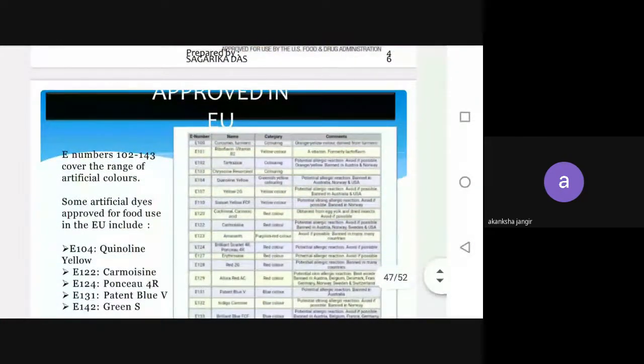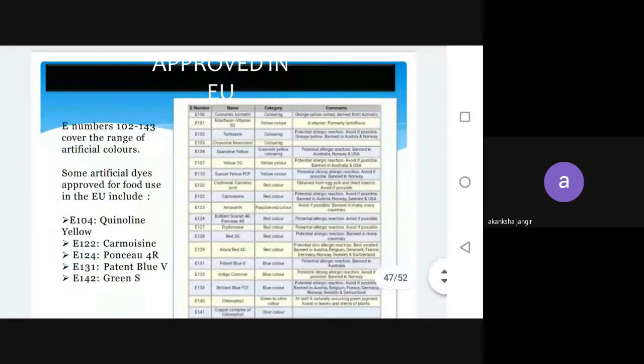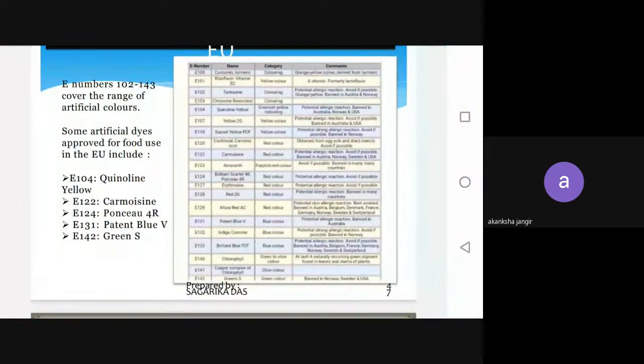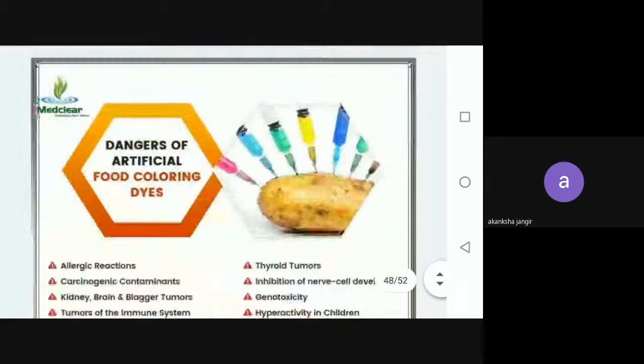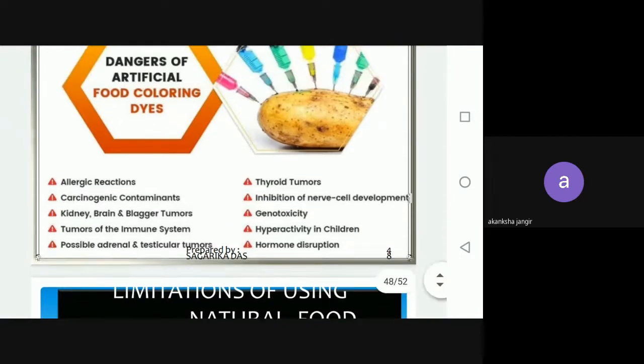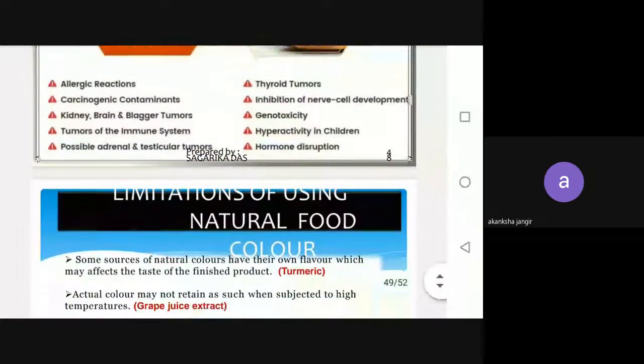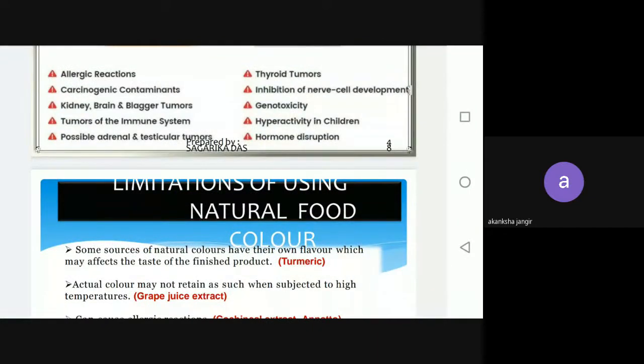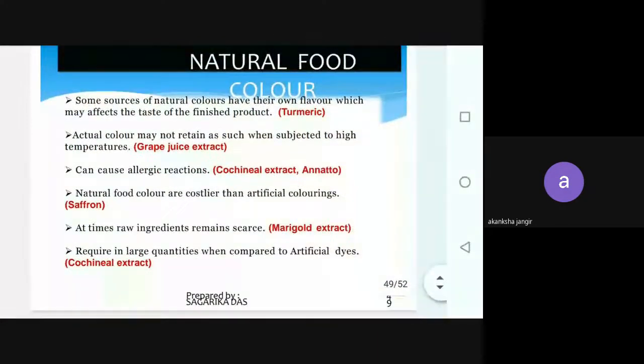Now this is a bit hazy. I'll give you the clear slides, don't worry about it. These are the dangers I told you: the allergic reactions and the hyperactivity and the cancer related diseases, the tumors and all. So just you have to read it. Nothing else is there.